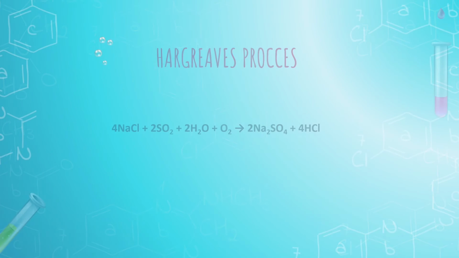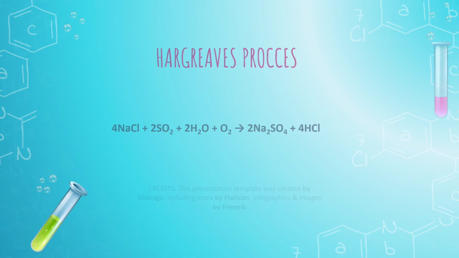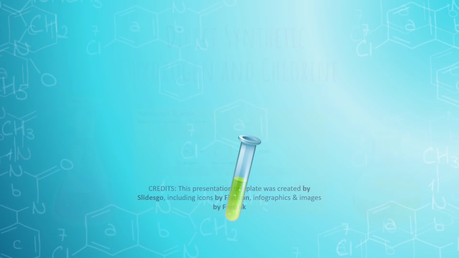Number 2, hydrolysis process. The raw materials are NaCl, SO2, water, and O2. The reaction that occurs is NaCl, SO2, O2, H2O produces sodium sulfate and also HCl. The reaction that occurs is endothermic, and the reaction must reach a temperature of 450 until 540.